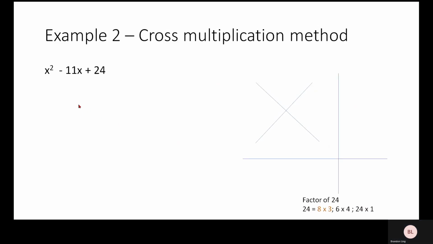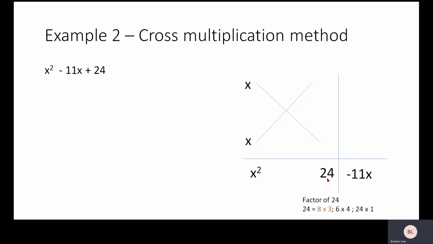Example 2. Again, we repeat the process. x squared minus 11x plus 24. This x squared, you have to write in the first position, followed by positive 24. The next one will be negative 11x. This negative will always follow this 11. Next, we need to think of 2 terms that multiply together to get x squared, which is obviously x times x equals x squared.